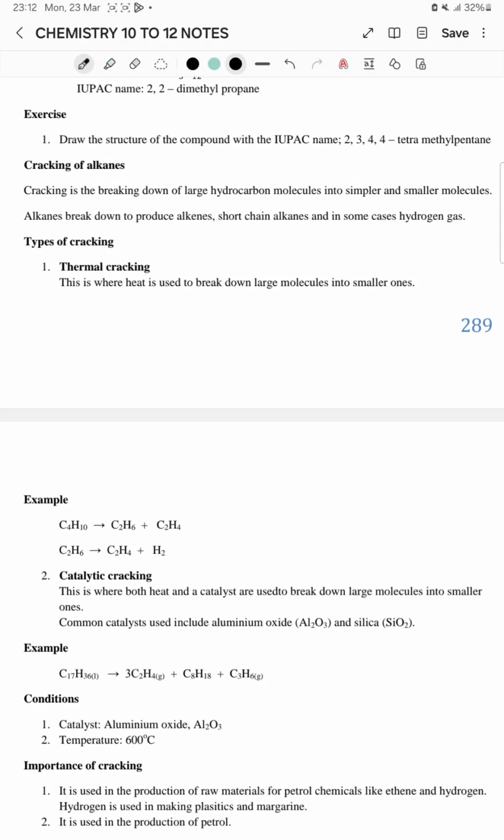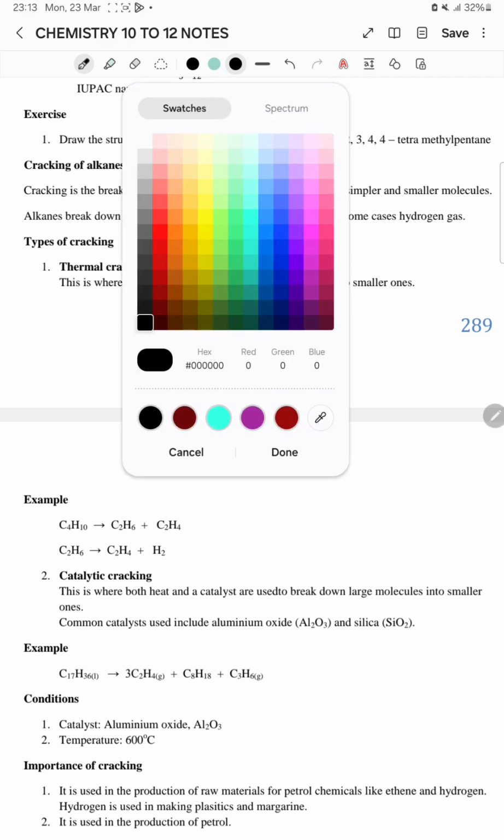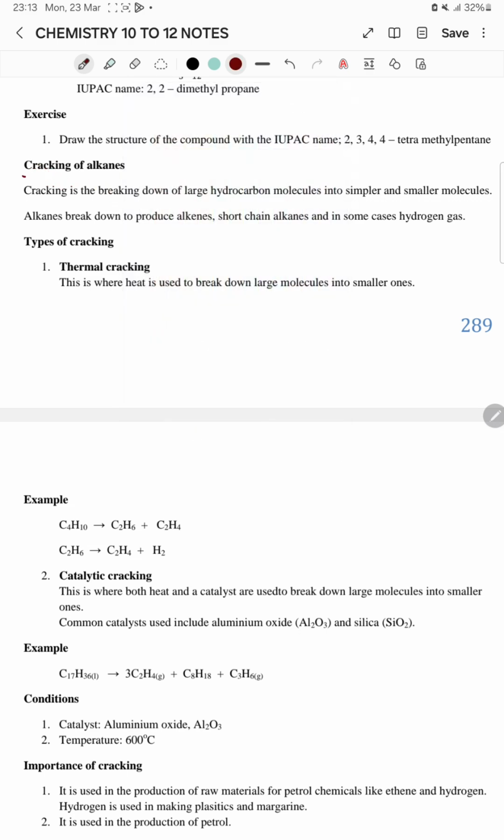Okay, so we now look at cracking. Cracking of alkanes. Remember that we are still in the alkanes, but we're almost there. Cracking is the breaking down of large hydrocarbon molecules into simpler and smaller molecules.